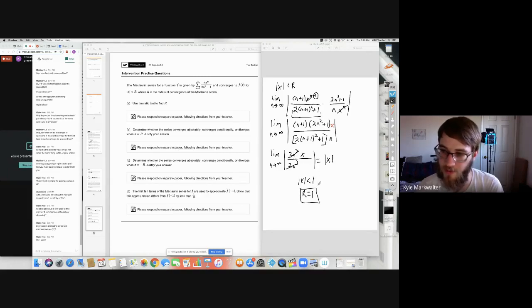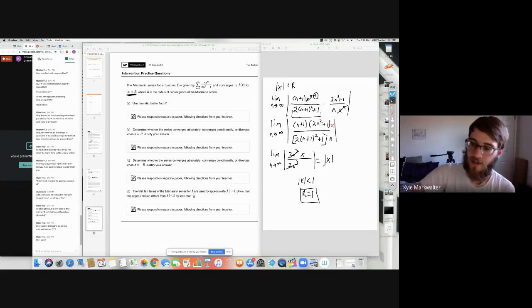When you get down here, you can see really quickly what that radius is. It's whatever that number is there. When you have absolute value of x is less than r, that r is the radius of convergence. Thoughts or questions about that one?